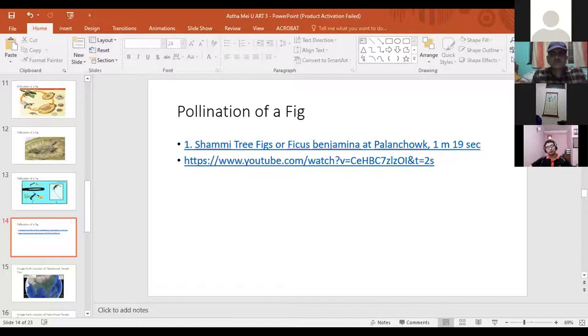Let's watch this movie. Quote unquote, peepal tree of Palanchowk Bhagwati, but it's not really a peepal. It only belongs to the peepal family. Peepal family, thank you very much. Peepal family, this is how popular I am with the students, okay? For my first lecture, I got a candy.